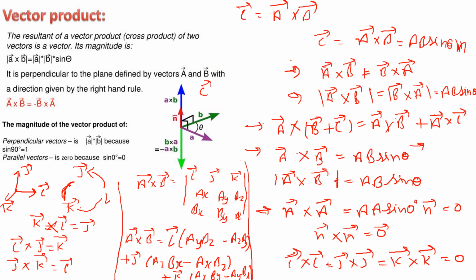Now we discuss the cross product of two vectors. The vector product or cross product of two vectors is defined as a vector having a magnitude equal to the product of the magnitudes of the two vectors with the sine of the angle between them, and direction perpendicular to the plane containing the two vectors in accordance with the right hand screw rule. So here we see in this figure, C vector is equal to A vector cross B vector, which is equal to AB sine theta n vector.